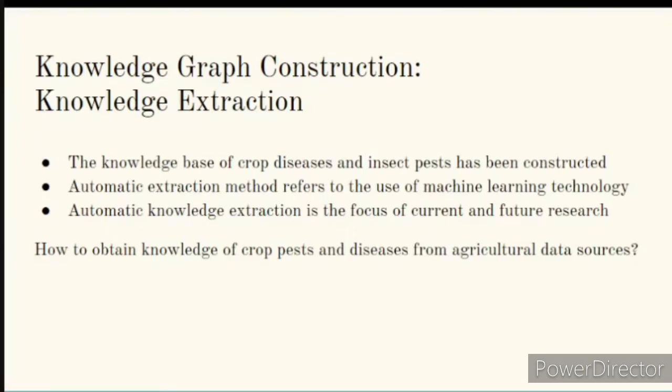But the main question that arises here is how to obtain knowledge of crop pests and diseases from agricultural data sources. Well, that will be discussed in the next few slides, including entities, relationships, and attribute extractions.